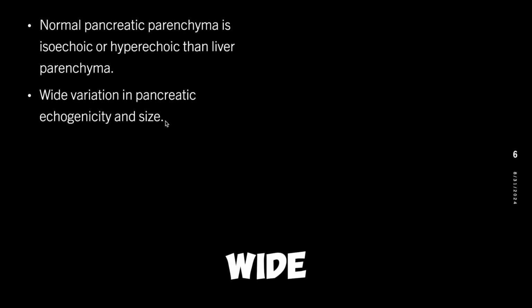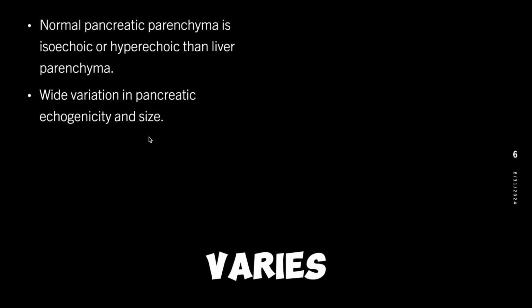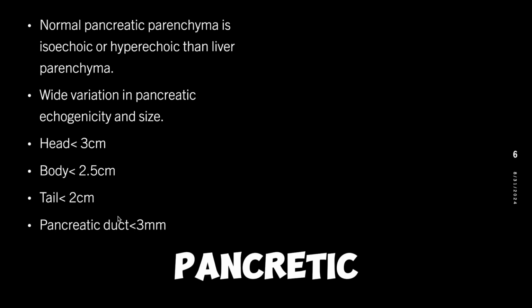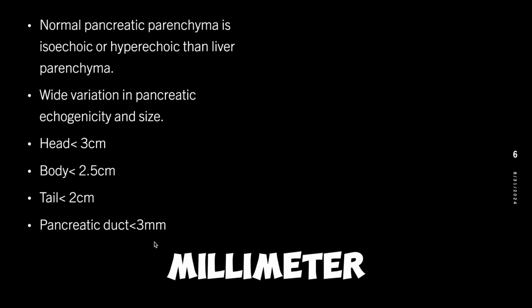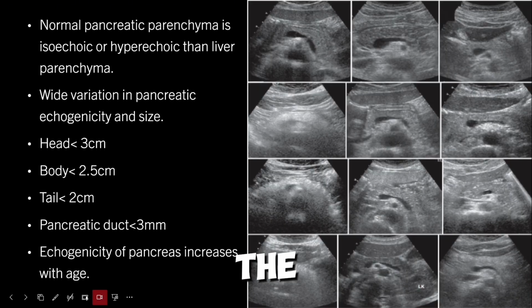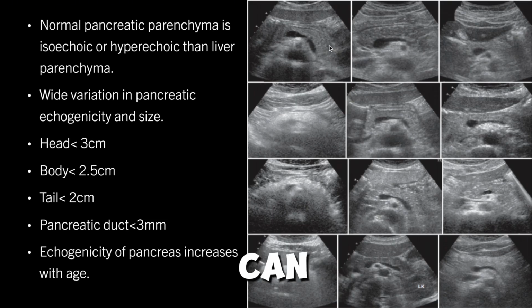However, there is wide variation in pancreatic echogenicity. Pancreatic size also varies widely. Generally, the head is usually less than 3 cm, the body is usually less than 2.5 cm, and the tail is usually less than 2 cm. And the pancreatic duct is usually less than 3 mm. Echogenicity of the pancreas increases with age. Here in this diagram, all of these images are of the normal pancreas, but we can see that pancreatic echogenicity is quite variable.